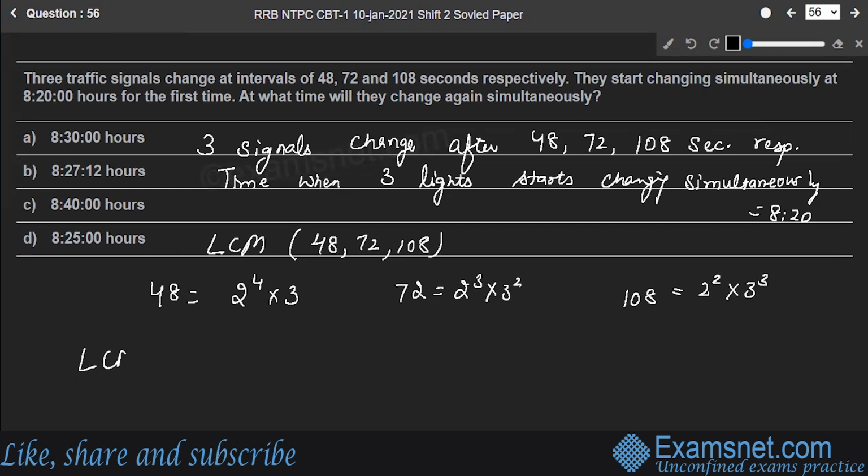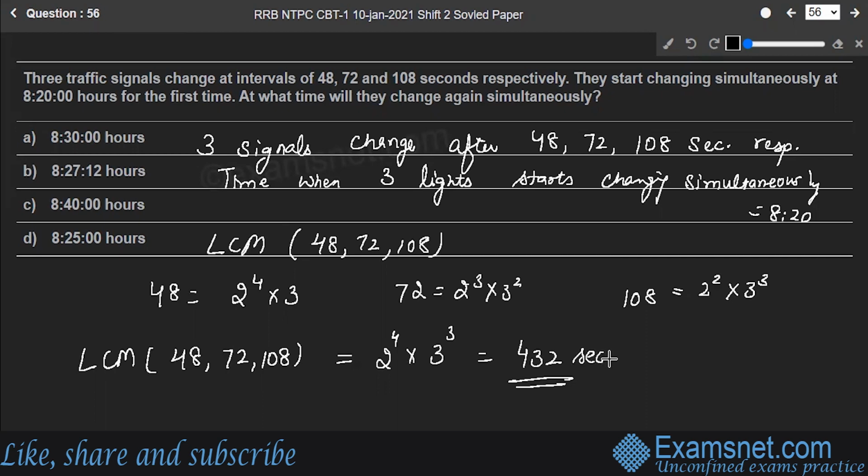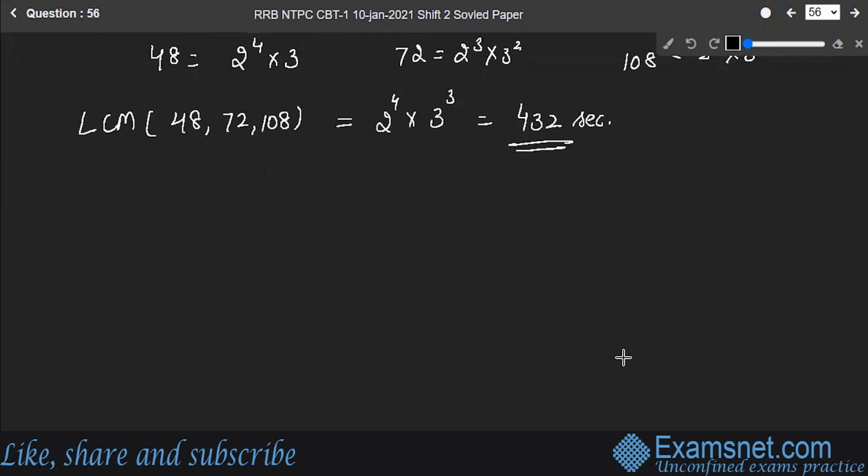So the LCM of 48, 72, 108 is equal to 2 raised to power 4 into 3 raised to power 3, which is equal to 432. So that means after 432 seconds, they will change simultaneously again. Right? Let's convert this into minutes. This is equal to 7 minutes, 12 seconds.